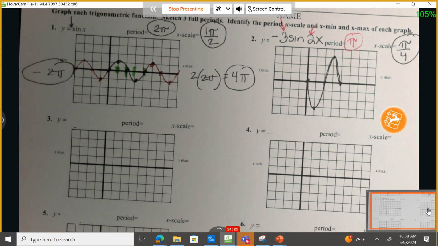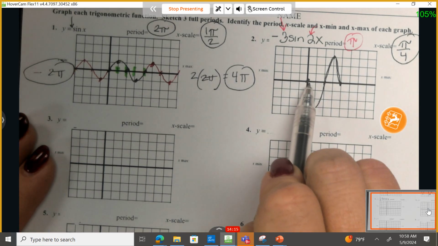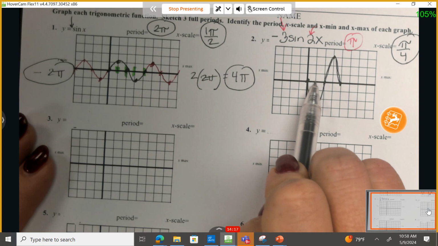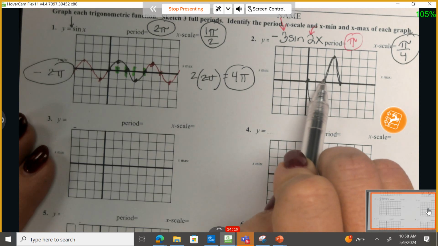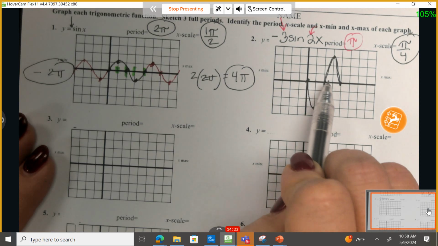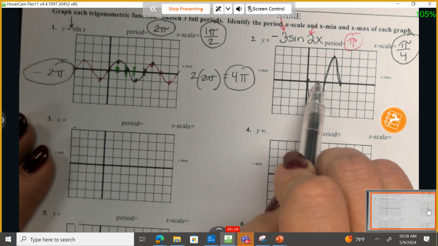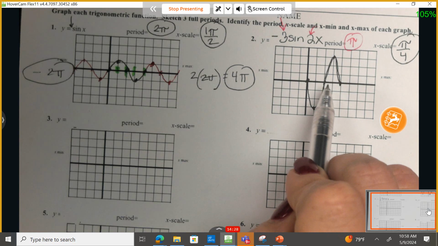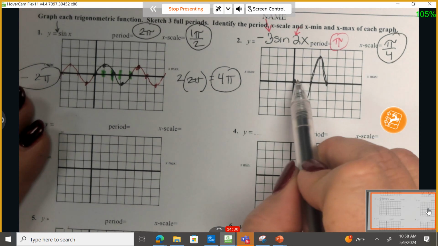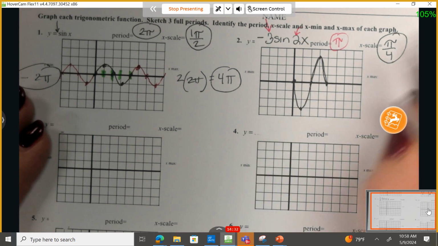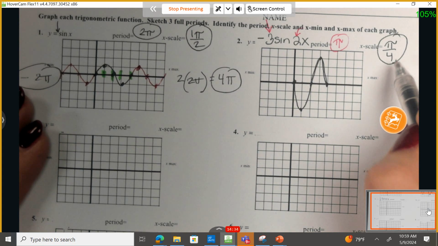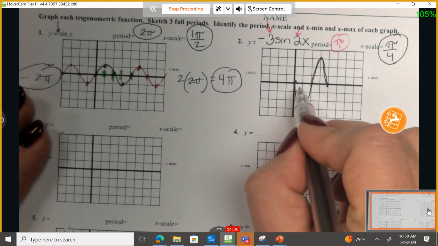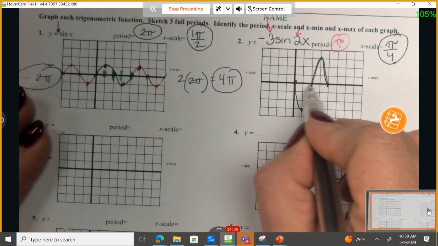Let me call on somebody randomly to see if they can answer this. Are you ready? Let's go with Yvette. Yvette, the distance from here to step 1 on the horizontal axis, step 2, each of these has a distance of what? It's the x scale. What is this distance? No? Look at the x scale that we determined. 1 pi over 4. So I'm taking whatever this is and dividing it by 4. This distance is 1 pi over 4.